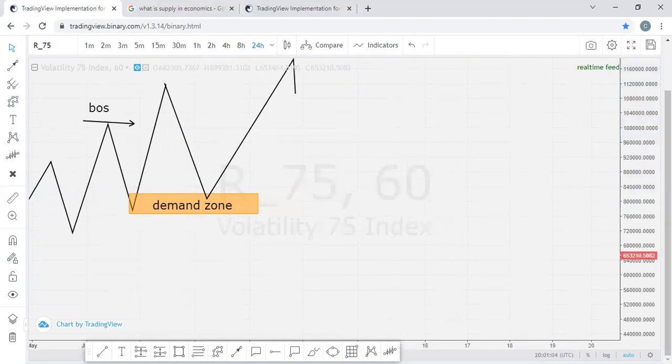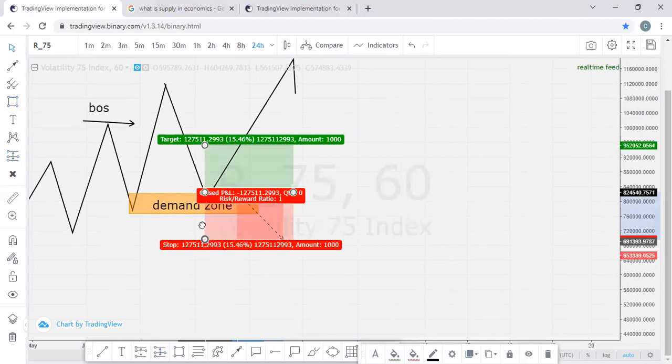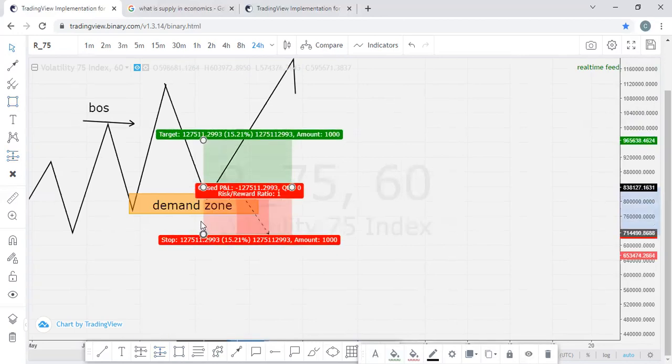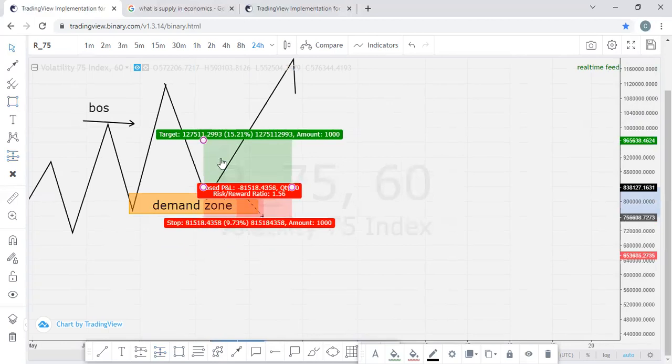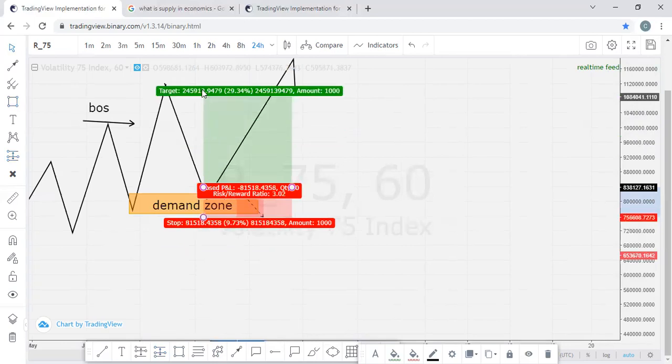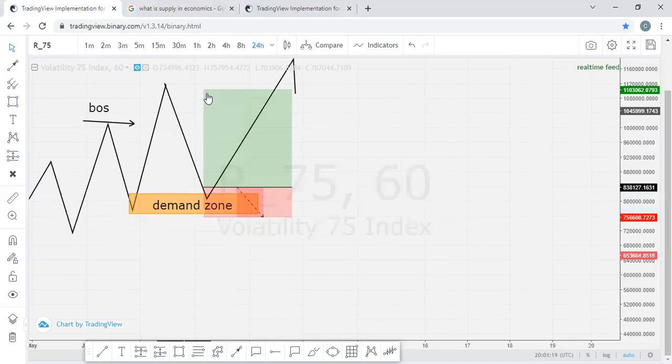So the market should come into that demand zone. You can simply take your buy here in the demand zone. Your stop loss a bit below that demand zone. And where should be your target? It should be where the new high is. Targeting the new high for TP, because the market may not be able to break it.